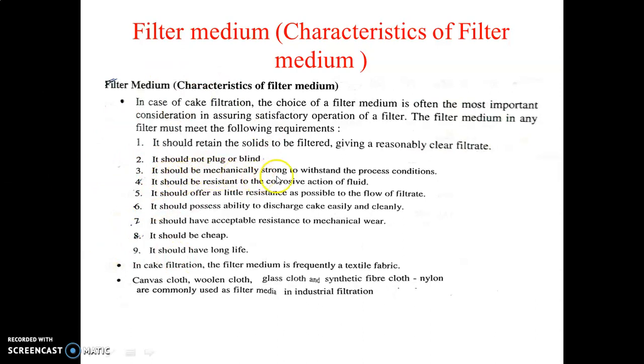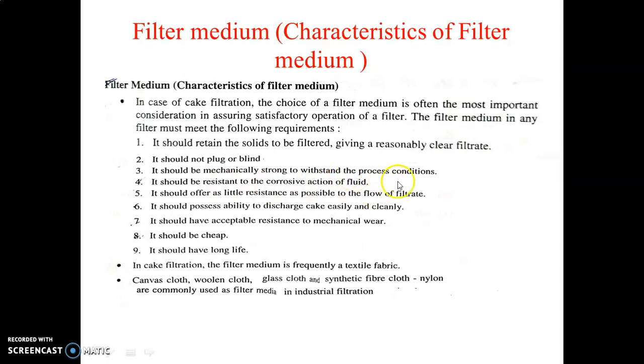Then it should be mechanically strong to withstand the process condition. So the filtrate or that slurry may be having any temperature, pressure. So for those conditions, this filter should withstand those process conditions. It should be resistant to the corrosive action of the fluid.